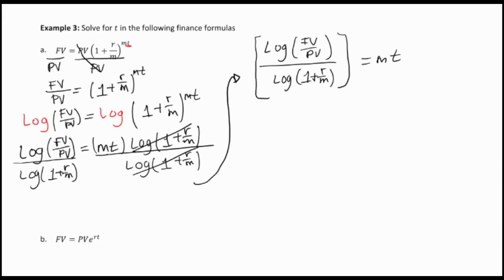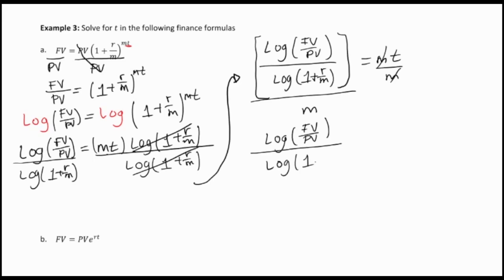Now we need to solve for t. m and t are multiplying. What's the next step? Divide both sides by m. So from here, I have log of FV over PV over the log of 1 plus r over m, all this divided by m, equals t. And that's going to be my final answer.